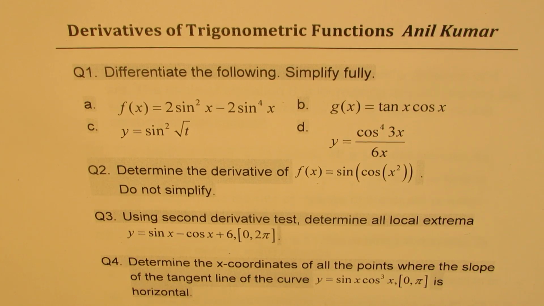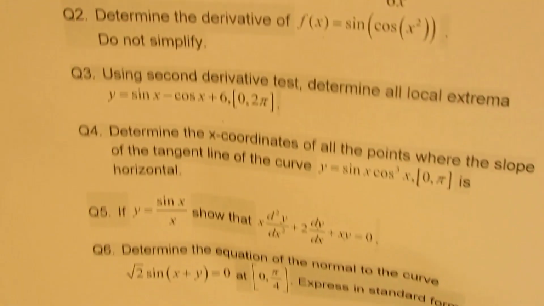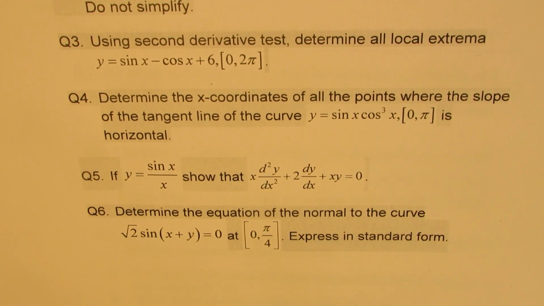Question number 1, differentiate the following, simplify fully. It's important to simplify these given functions. Question number 2 is just to find the derivative of a composition of trigonometric functions. Question number 3, using the second derivative test, determine all local extrema, maximums and minimums, for the given function in the domain 0 to 2 pi. Now question number 4, determine the x-coordinates of all the points where the slope of the tangent line for the given curve is horizontal, that is, slope is 0.